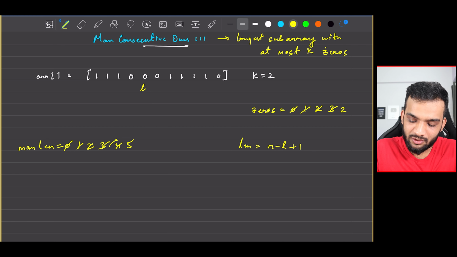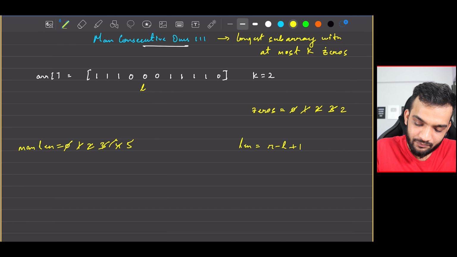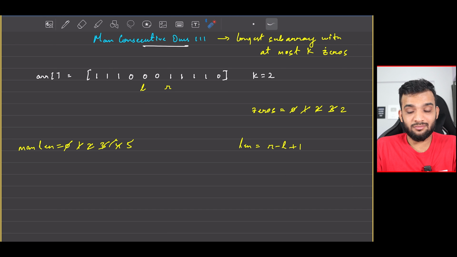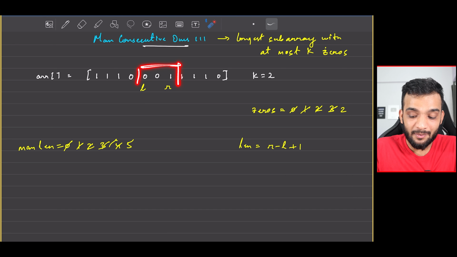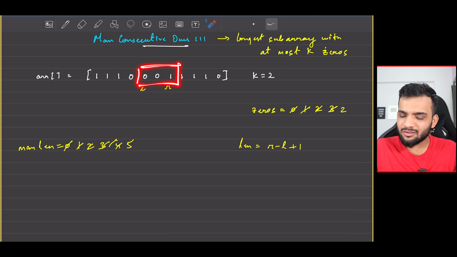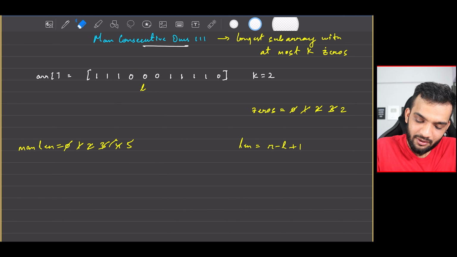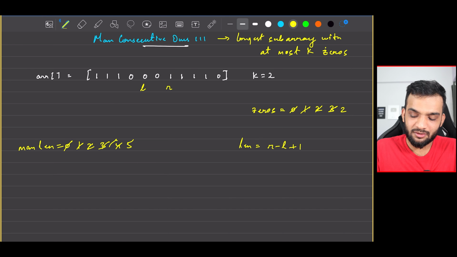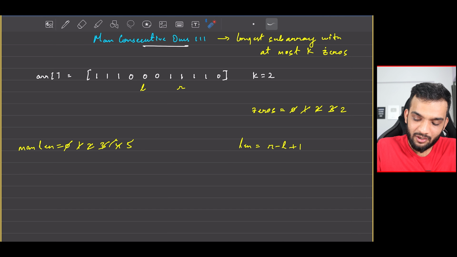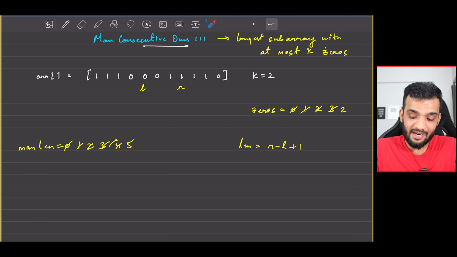Perfect. So I'll move R to the next one. It has a 1. Okay. So this is the subarray that I'm considering. 3 is the length, which is not greater. Nothing to do. Let's move R. I'll move R to the next. When I move R to here, again a 1. What is the length? 4. Number of zeros, 2. Doesn't exceed max length.